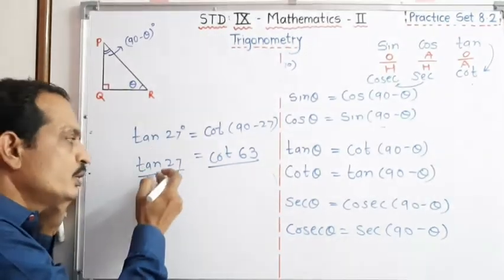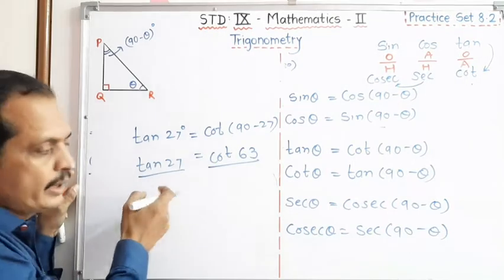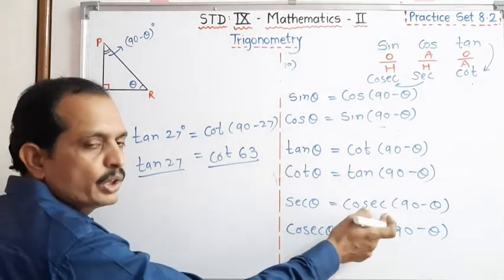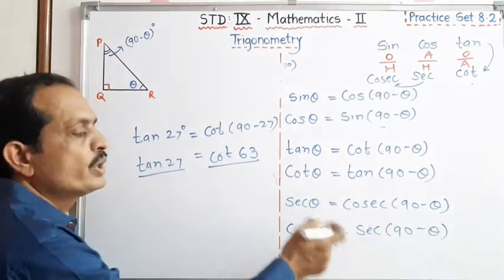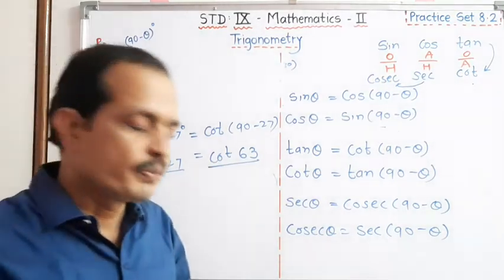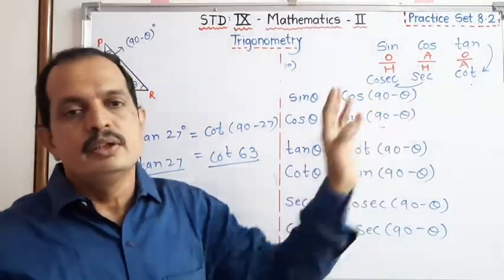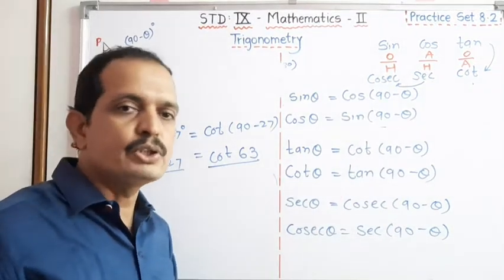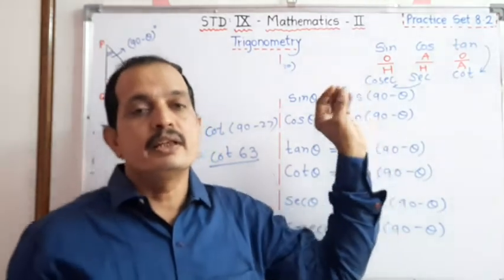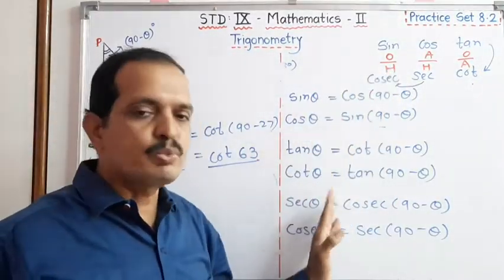That means we can convert tan into cot, or we can convert cot into tan. Same thing about sec and cosec: sec we can convert into cosec, and cosec we can convert into sec. This is the relation between sine and cos, tan and cot, sec and cosec. Dear student, I think everyone understood this. If we remember this sequence wise, then there is no difficulty to remember these formulas.